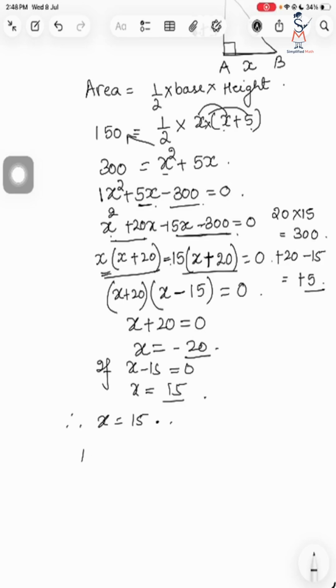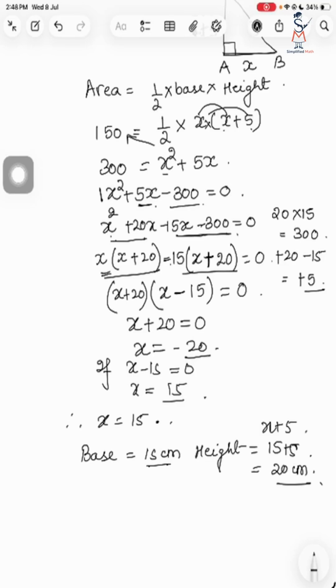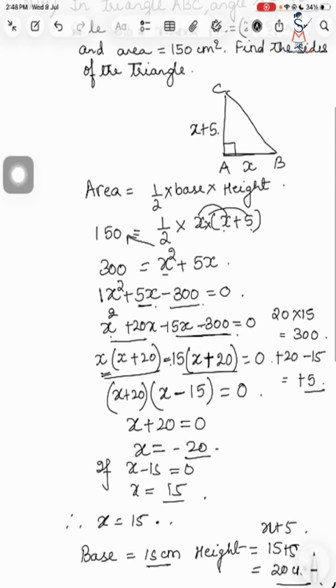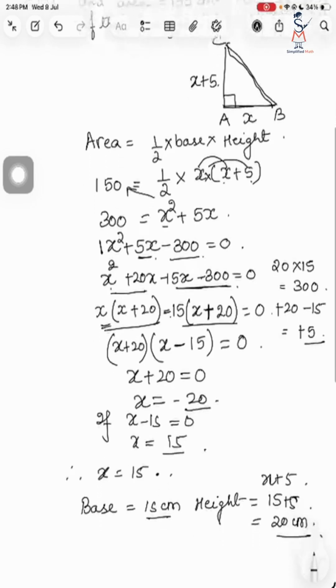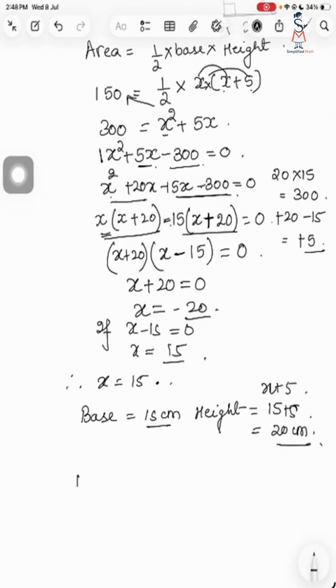So what will be the base? The base is x, which will become 15 centimeter, and height is x plus 5, that is 15 plus 5, that is 20 centimeter. Fine. So now we have got the base and the height, we'll get the hypotenuse over here. We can see here CB is the hypotenuse. So what is BC? CB or BC?